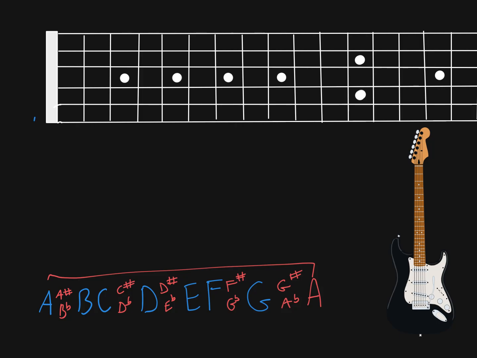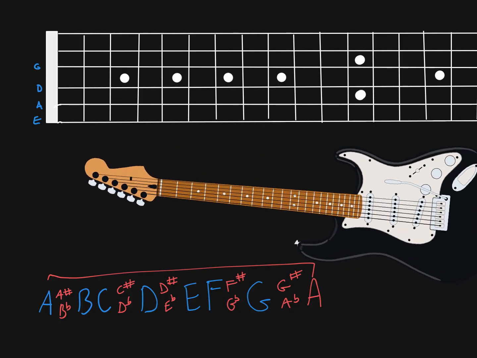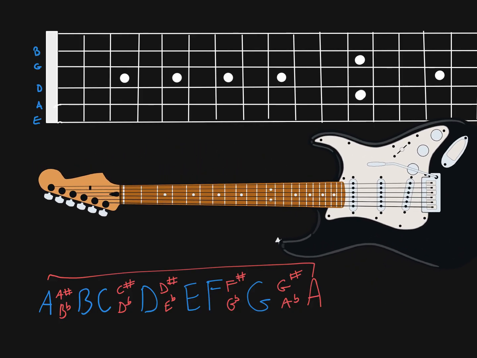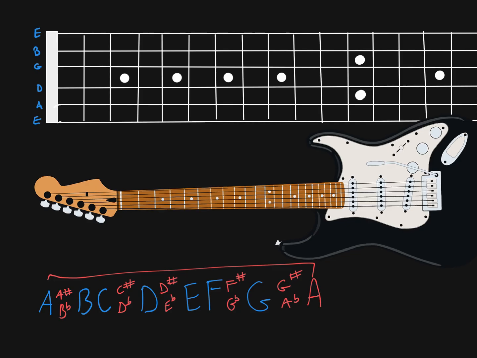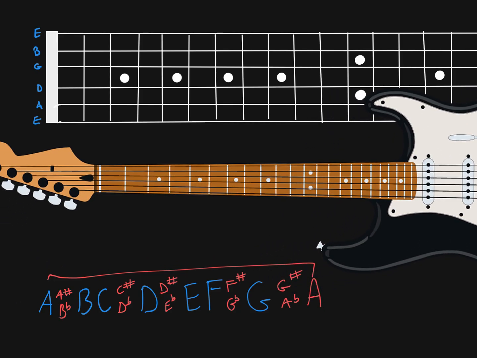All right, so let's take a look at the neck and try to understand and navigate the fretboard. First thing we're going to do is label the strings so we can orient ourselves and figure out which direction we're looking at. So as you can see, E, A, D, G, B, E. This low string here is the E string, which is on the bottom of our diagram.